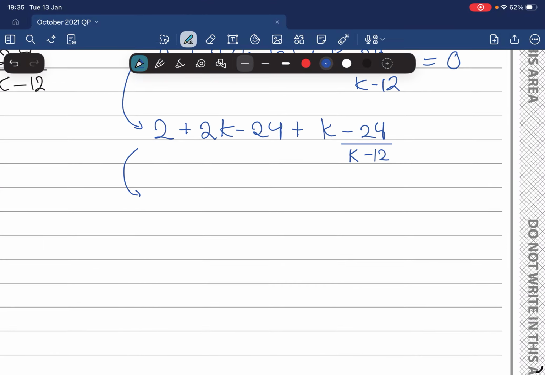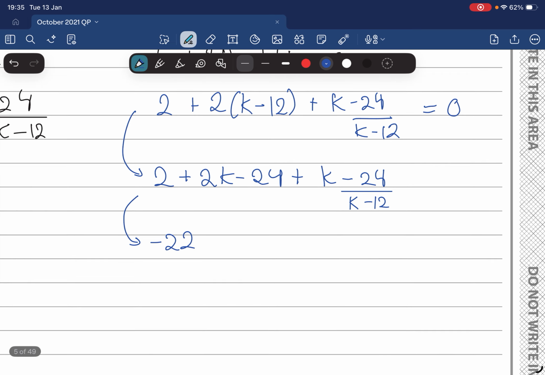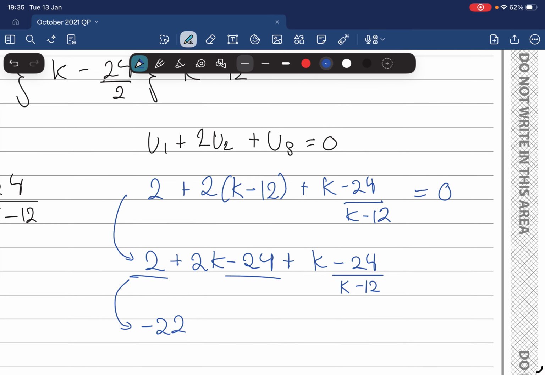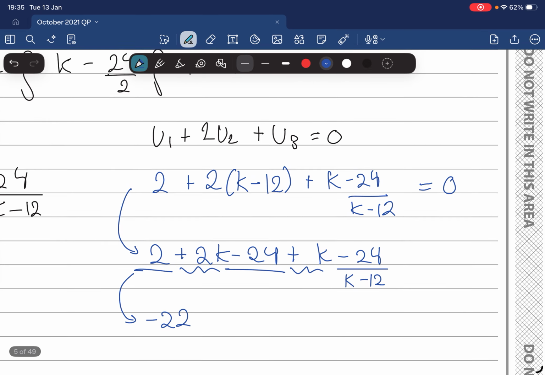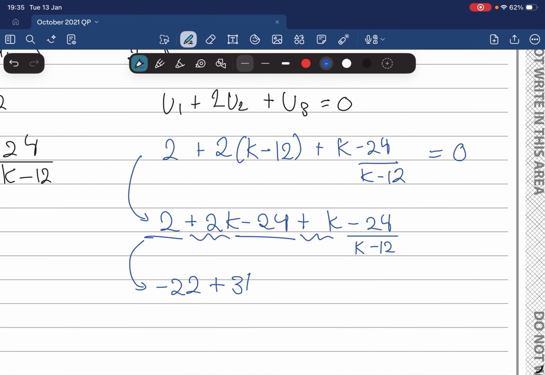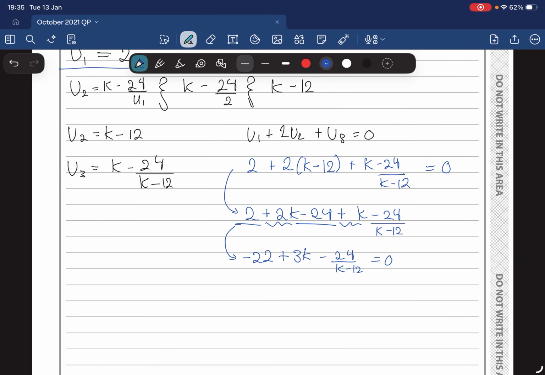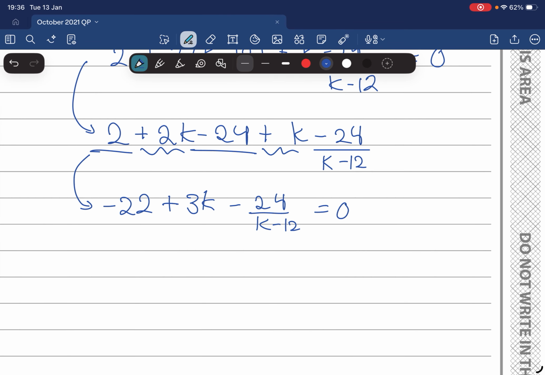We're going to get minus 22 plus 3k. So that's going to be plus 3k, and that's going to be minus 24 over k minus 12 is equal to 0. Now, do you see the dilemma here? It's a little bit of a dilemma. Now we got this, so what we're going to do is we're going to times it both sides by k minus 12. Now you can't really times that by 0 because it's just going to form 0, but the other side we can do things with that.